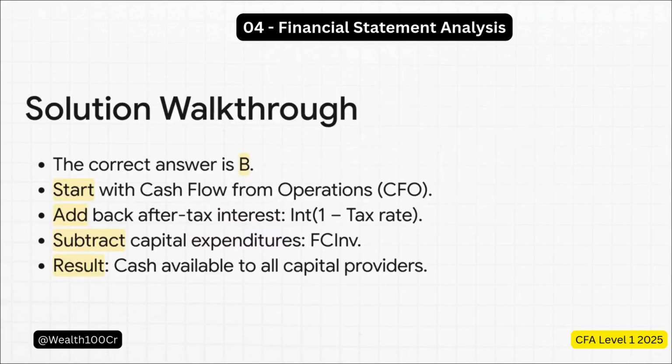And the correct answer is B. Let's do a quick walkthrough of why. We always start with CFO. Then we add back the after-tax interest because that cash really belongs to the debt holders. It's part of the total pie. And finally, we subtract the capital expenditures because that's the cash needed to keep the business running and growing. What's left is the cash available to all capital providers.